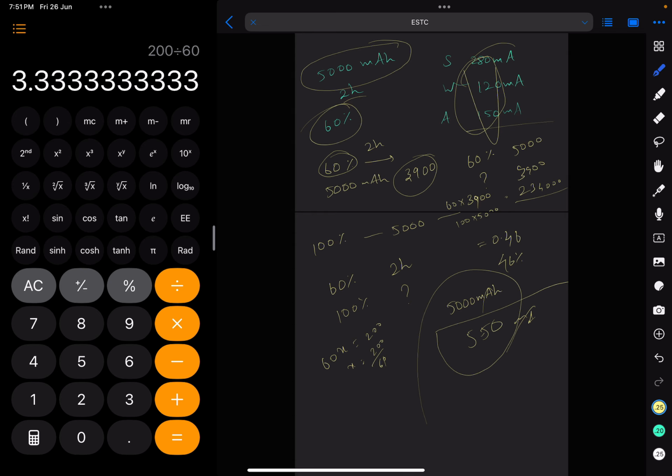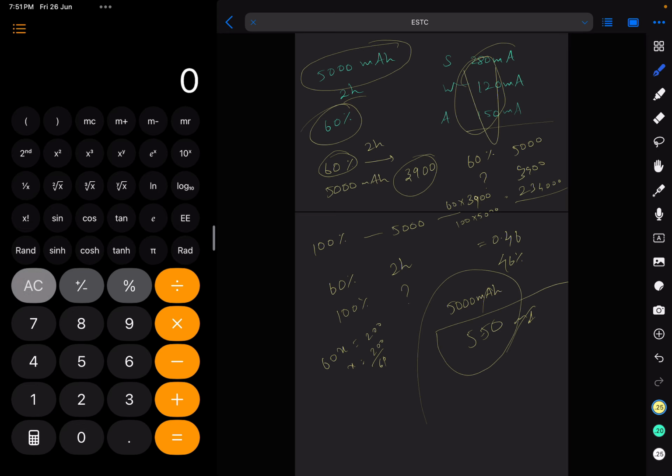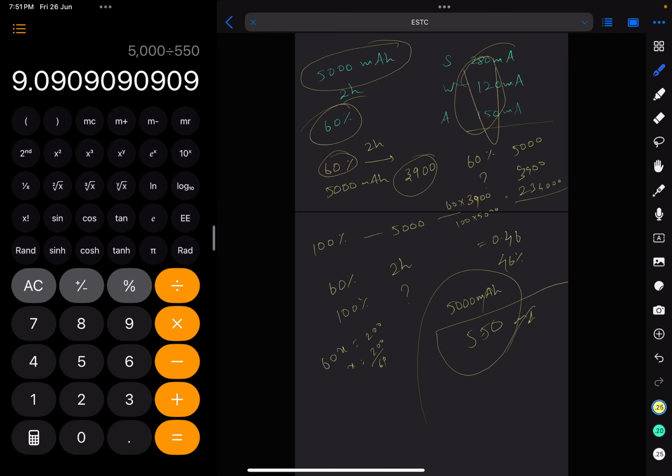Wait a minute, please. 3.33. 5,000 divided by 550. This keeps occurring to me because 60% of 550 is this, no? Then 100% is... I think it's 9 hours. Like, yeah, no doubt about it. Correct.